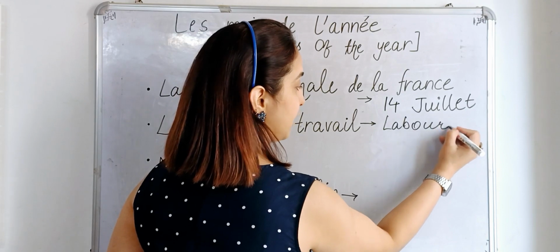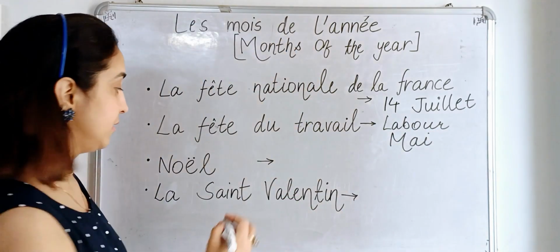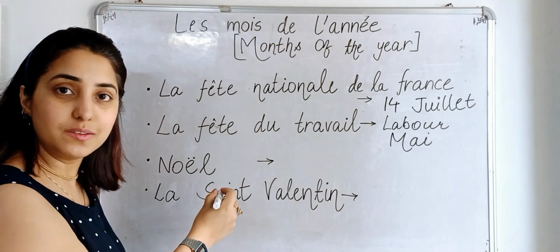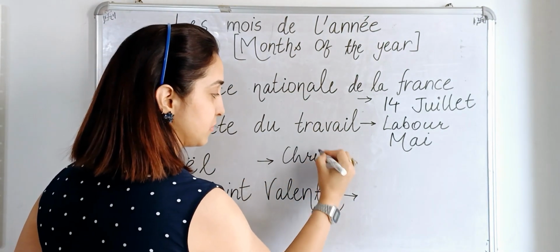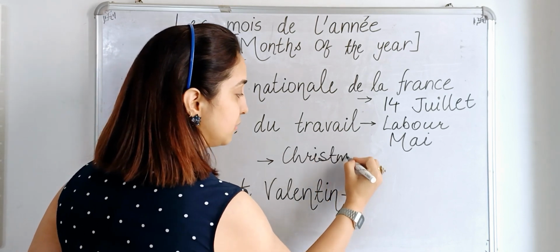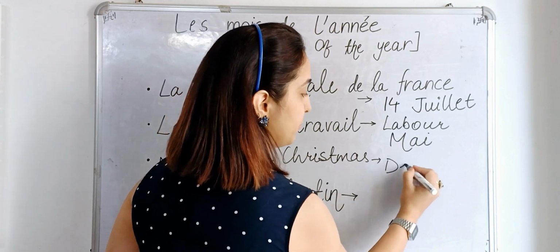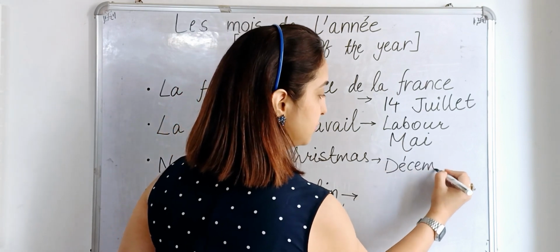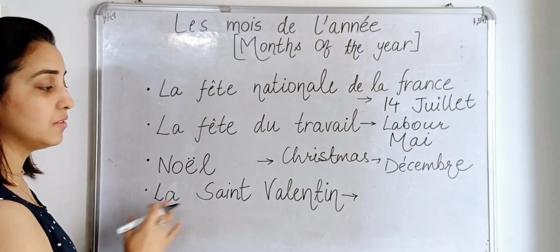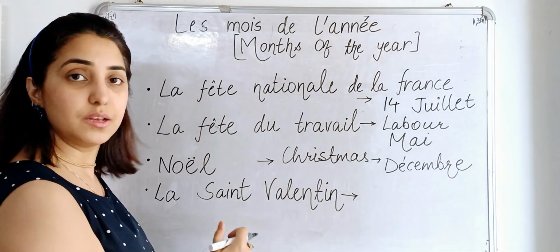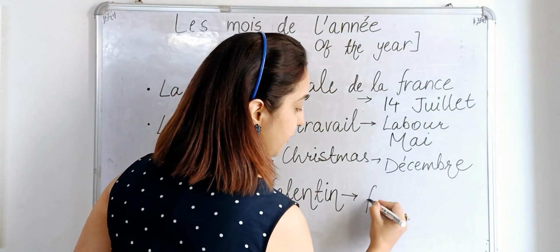That falls in May. Then we have Noel. What is Noel? Noel is Christmas. Christmas falls in the month of December. Then we have La Saint Valentin, means Valentine's Day, that falls in February.